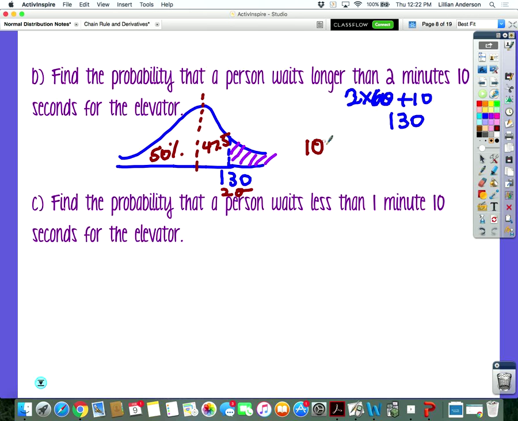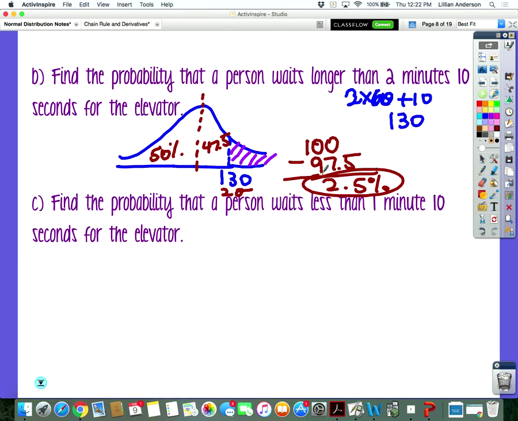Exactly. So it's going to be 2.5%, a 2.5% chance that the person you pick is going to wait longer than 2 minutes and 10 seconds for the elevator. Do you see how we use the normal distribution curve to get that answer? We can do the same thing for C.